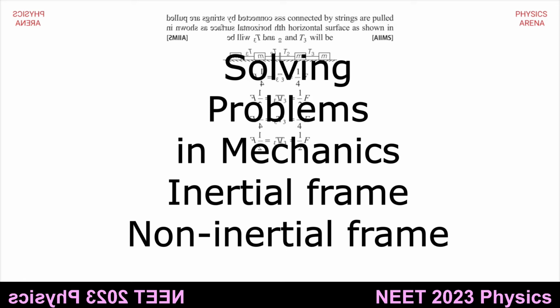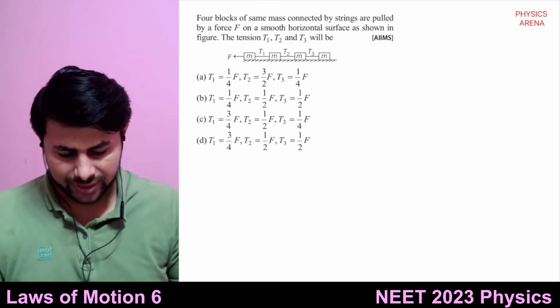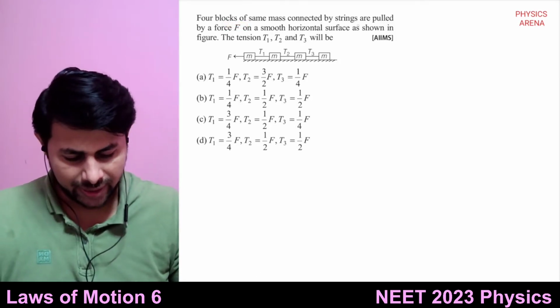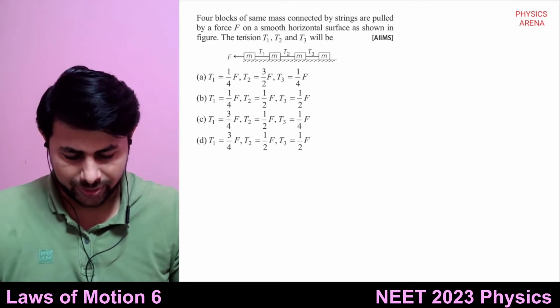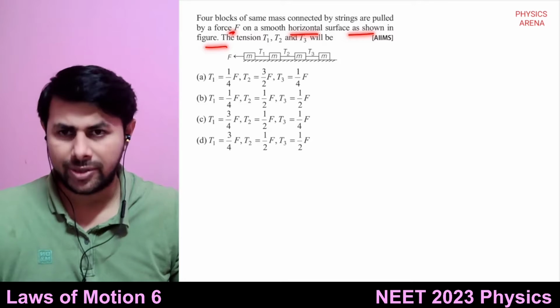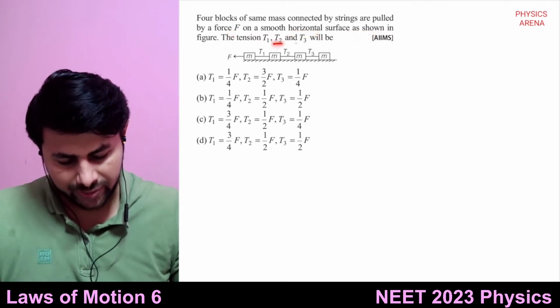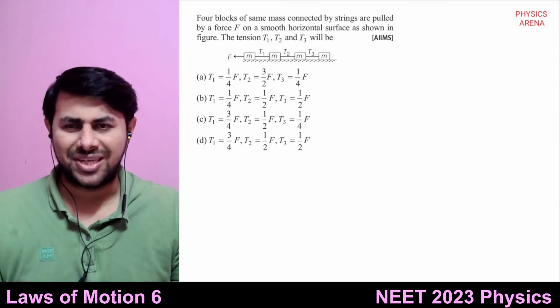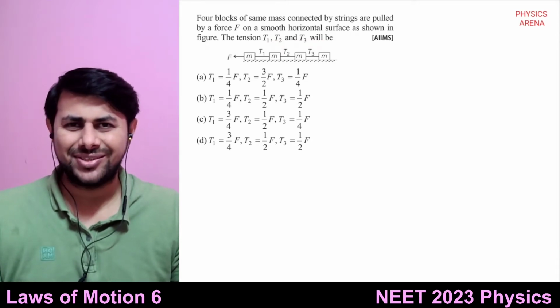So today we are going to solve some more problems based upon the free body diagrams. Let us see this problem. Four blocks of same mass connected by strings are pulled by a force F on a smooth horizontal surface as shown in the figure. The tensions T1, T2, T3 will be. So this is a very simple problem. Can you tell me what will be the tension?